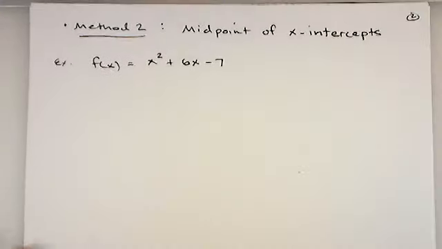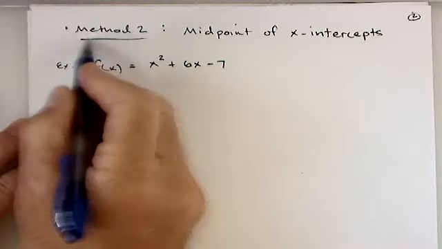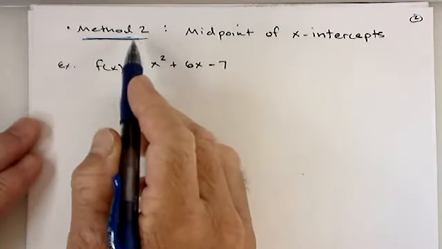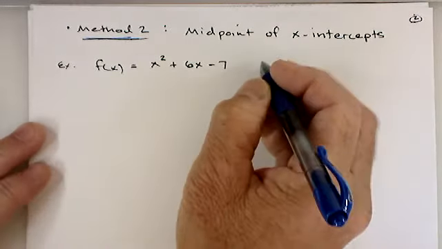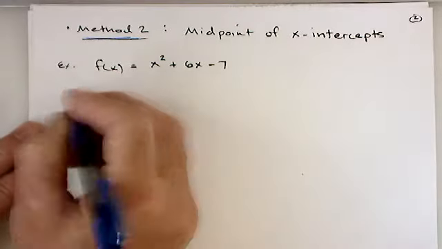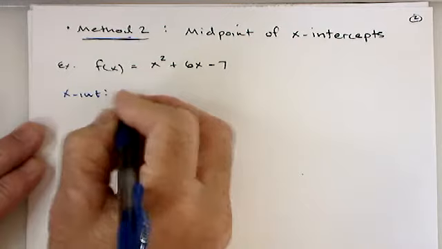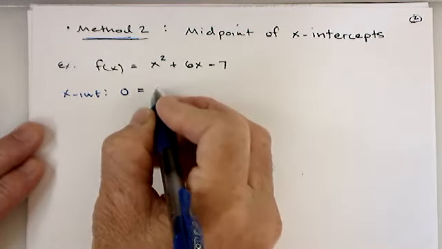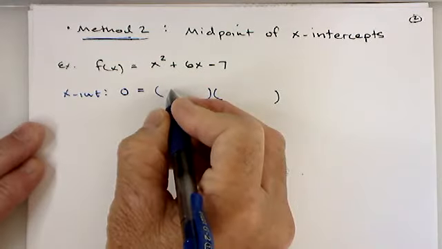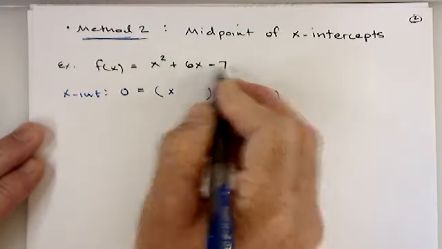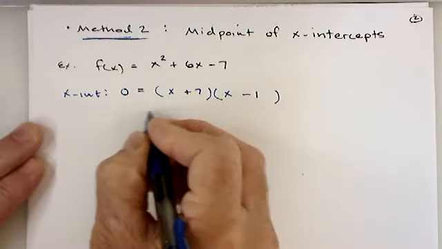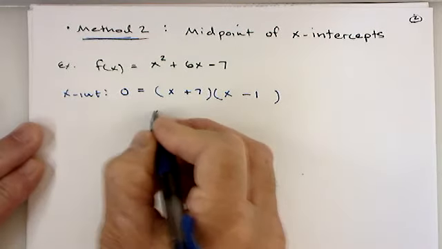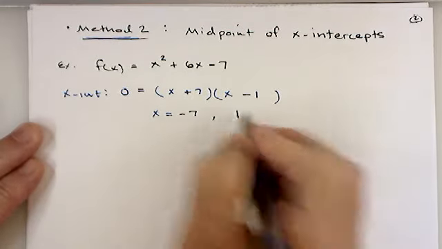There is another method that is much faster and more efficient for a parabola to find the vertex, and it's based off this idea. Another way we could find the vertex of a parabola is to find the midpoint of the x-intercepts. Let me explain what that means. So it says the x-intercept, so let's go ahead and find our x-intercepts. If I set f of x equal to 0 and factor, I end up getting x, so it needs to multiply to negative 7, add to 6, so that's going to be plus 7 minus 1. If I set each of these equal to 0, I'm going to get x equals negative 7 or positive 1.